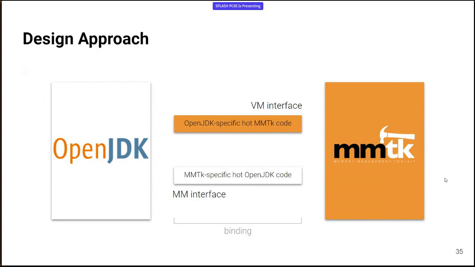And all of the knowledge that's shared between them fits in these thin layers, which we call bindings. We have a VM interface in which we write OpenJDK specific code for MMTk. MMTk needs to do things that are runtime specific, like find all the pointers in an object, and we can do that in that brown box at the top center. Conversely, OpenJDK needs to do things like allocate an object or do a write barrier. It needs to do those things on behalf of MMTk, and it's probably going to want to do those in C++, and that's what's happening in that white box at the bottom.